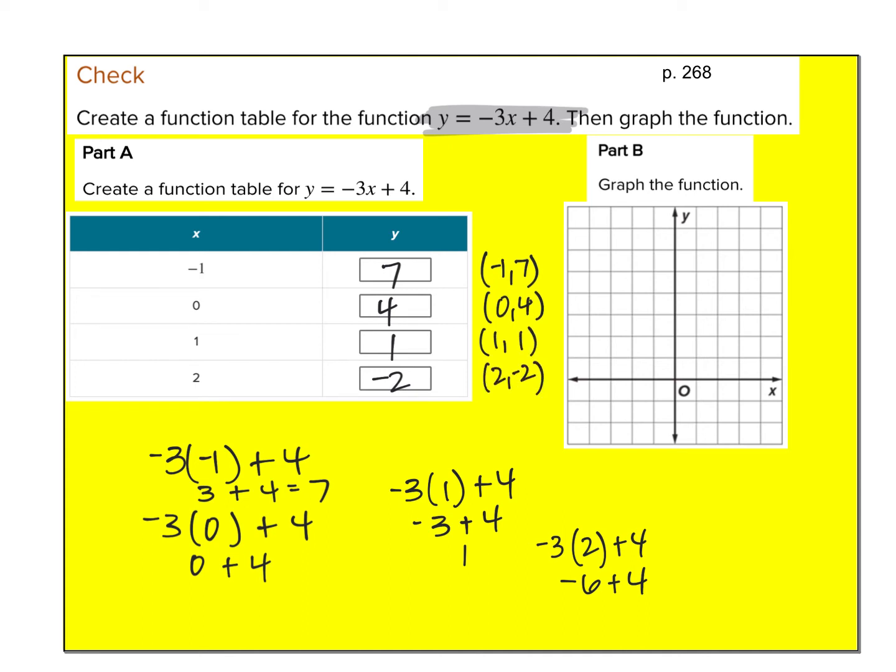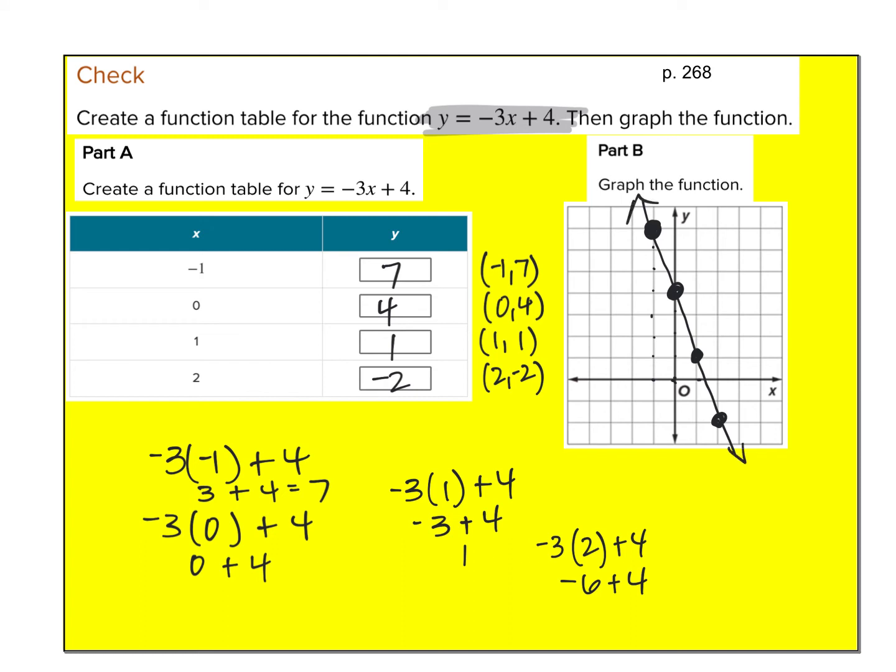Okay, so to graph those, negative 1, 7, so I'm going to go left negative 1, and then up 1, 2, 3, 4, 5, 6, 7. I'm going to put my point. 0, comma 4, I'll start at 0, and then up 1, 2, 3, 4. There's my next point. 1, comma 1, to the right 1, up 1, and then 2, over 2, and then down 2. Okay, here is my line.